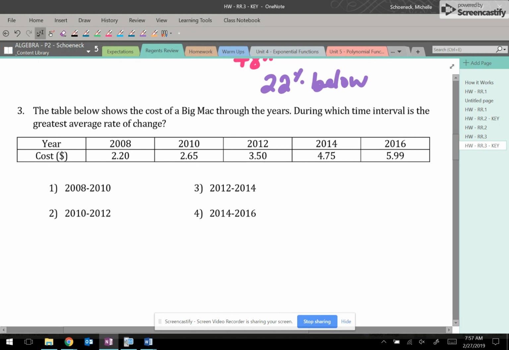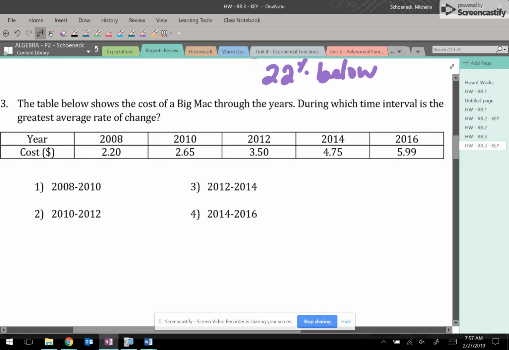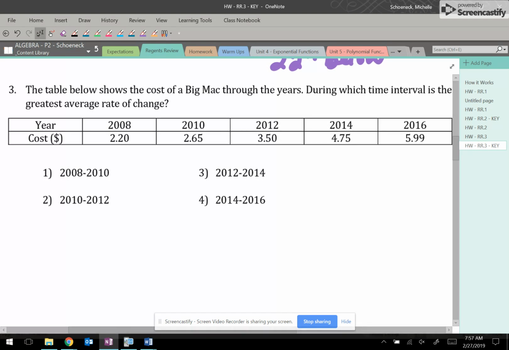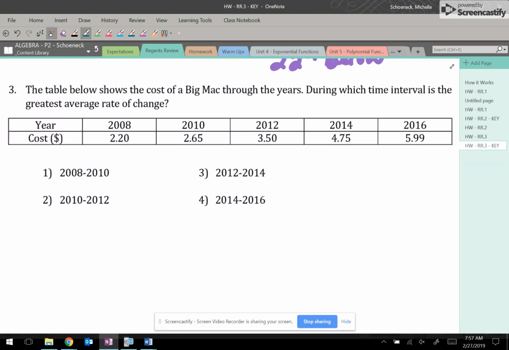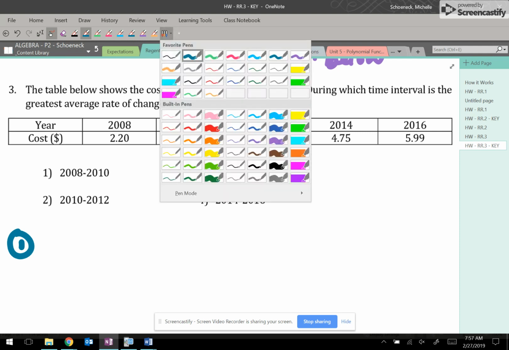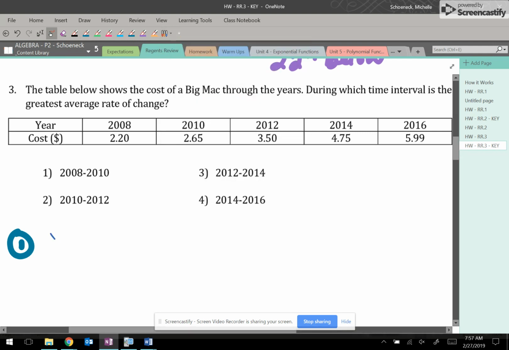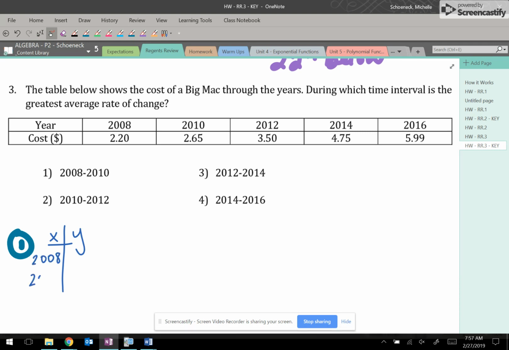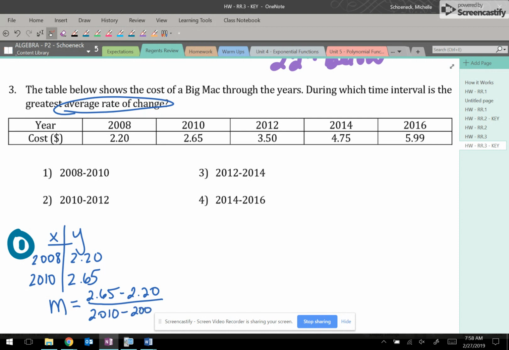Number 3, the table shows the cost of a Big Mac through the years. During which time interval is the greatest average rate of change? All right, so what you want to do here is for each answer choice, you need to make a mini table. I'm going to only do the first one with you, 2008 to 2010. That's 2.2 and 2.65. Remember that average rate of change is the slope between these 2 points. So now you need to find the slope: 2.65 minus 2.20 over 2010 minus 2008.